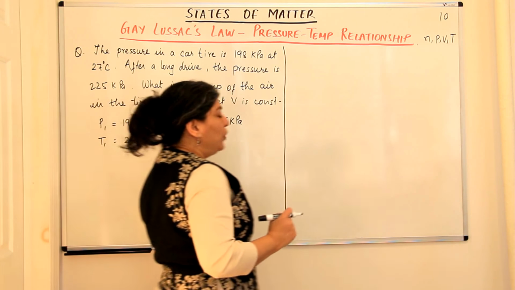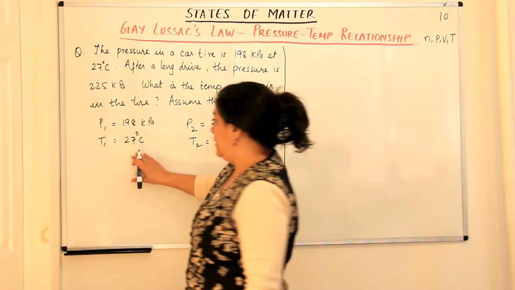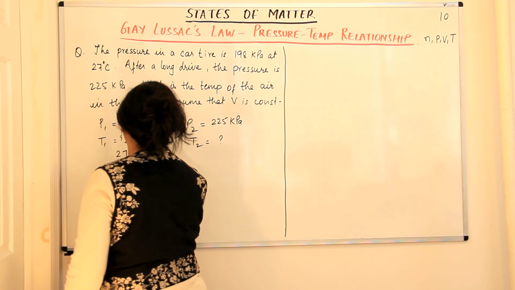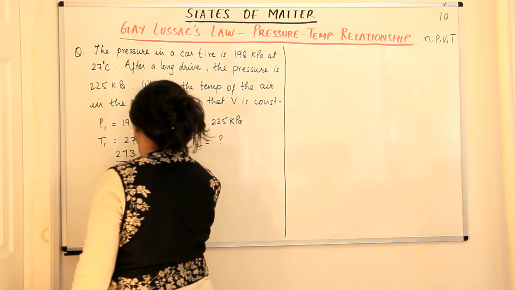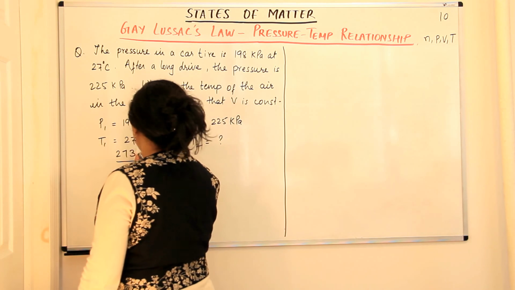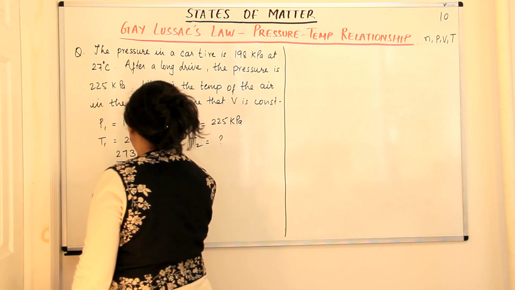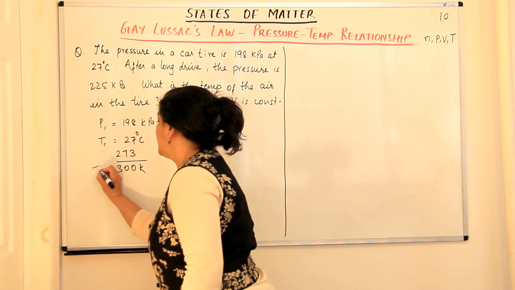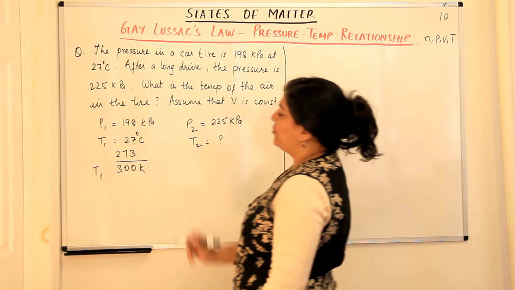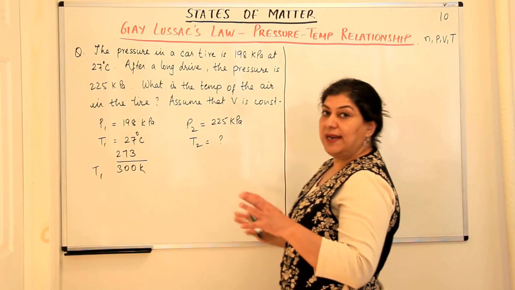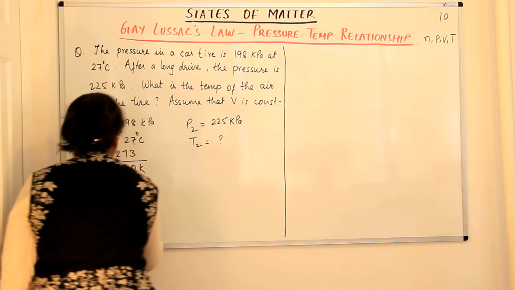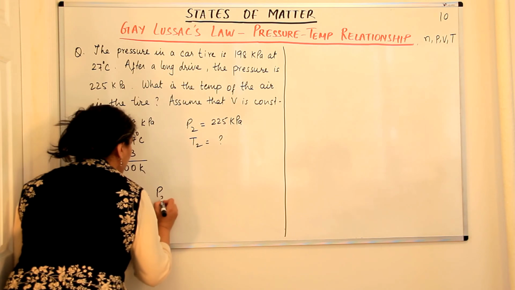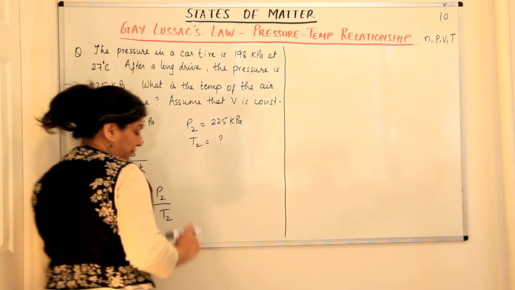So let us first convert this into the Kelvin scale. T1 would be, add 273 to any degree Celsius, you'll get the answer in Kelvin. So T1 is 300 Kelvin, while T2 is to be found out. So now let us use the relation P1 upon T1 is equal to P2 upon T2.